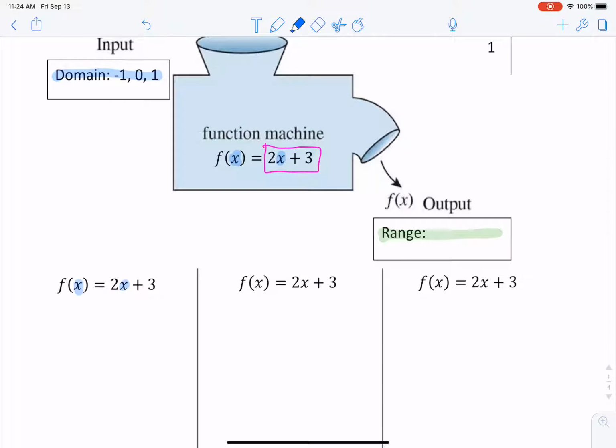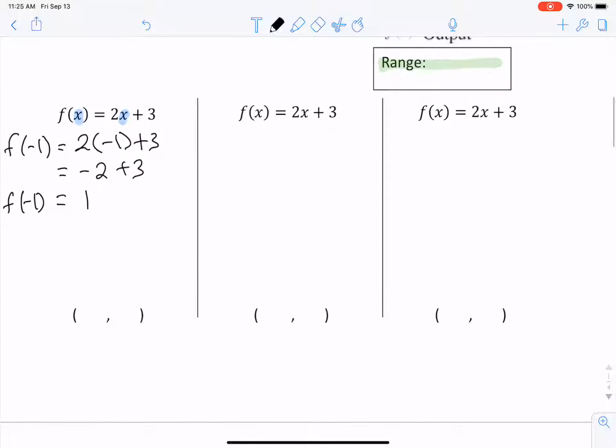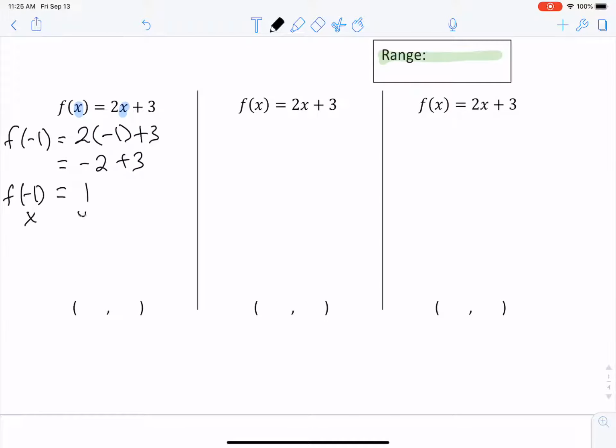I have x here and x here. I'm going to plug in our first x, which is -1. So f of -1 equals 2 times -1 plus 3. 2 times -1 is -2, plus 3 is 1. So we read this as the function f when x is -1 gives us 1. So this is our x and this is our y.